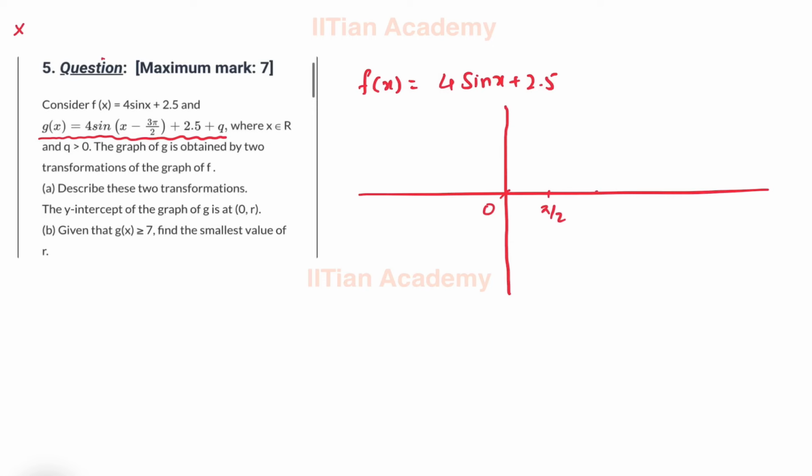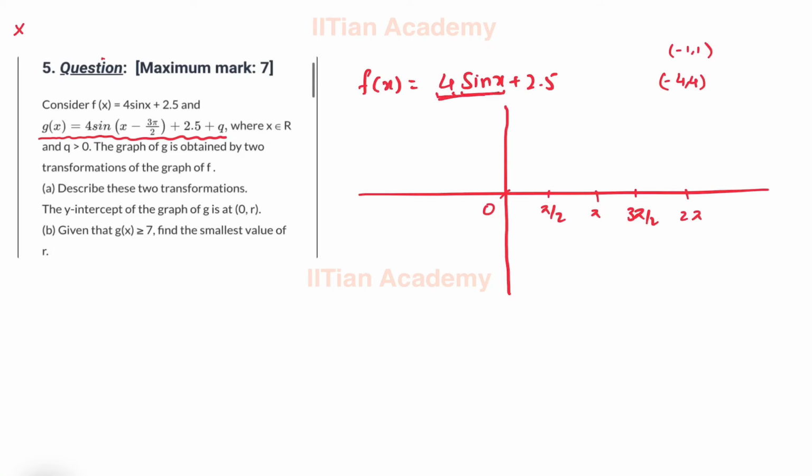It's a trigonometric function, so we would draw the graph from 0 up to 2 pi, and the similar graph will follow. So if we see, sin x is multiplied with 4. So we know the graph of sin x ranges from -1 to 1. But since it has been multiplied with 4, we know it will range from -4 to 4. But at the same time, plus 2.5 has also been done.